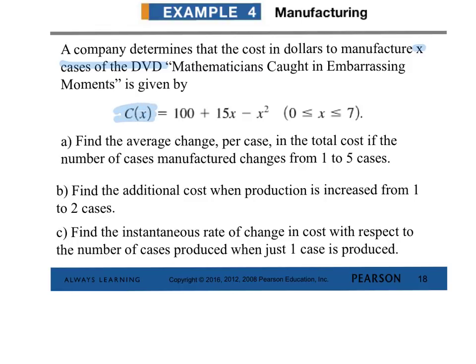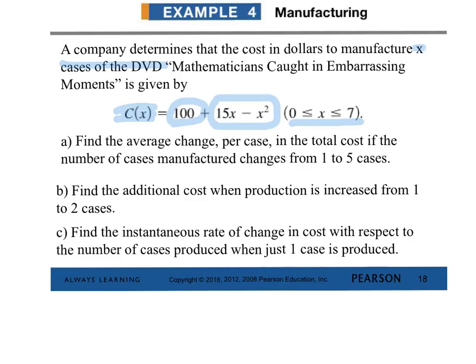And notice here that we do have a fixed cost. Some things never change. This is our fixed cost. But in this case, for our marginal cost, we're dealing with both a linear factor and a quadratic factor. And notice also that this is only good for the interval from 0 to 7, and 0 to 7 is the number of cases.